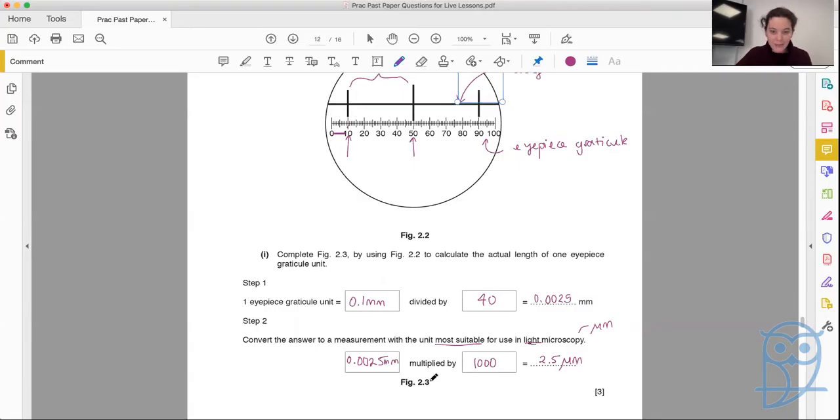So we actually should have 0.0025 millimeters multiplied by 1,000. That's even better. So now we know at this level of magnification, one of our EGUs, our eyepiece graticule units, is equal to 2.5 micrometers. So what next?